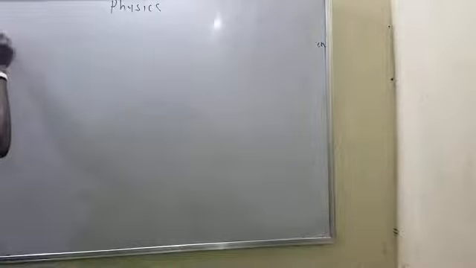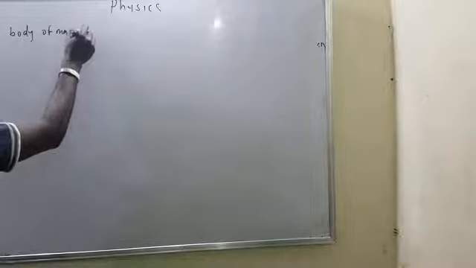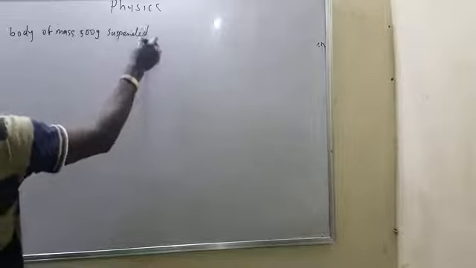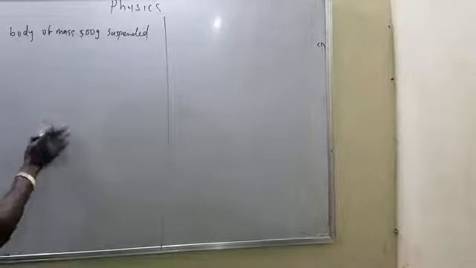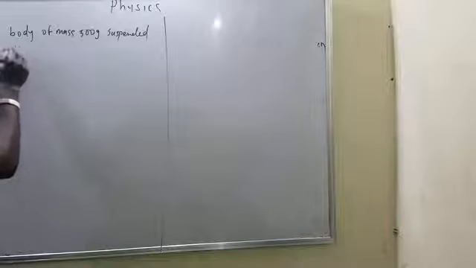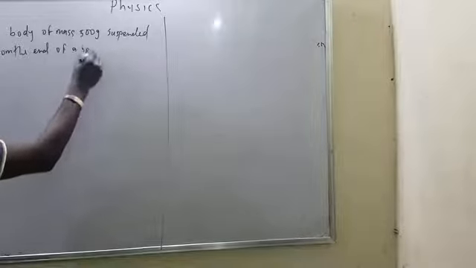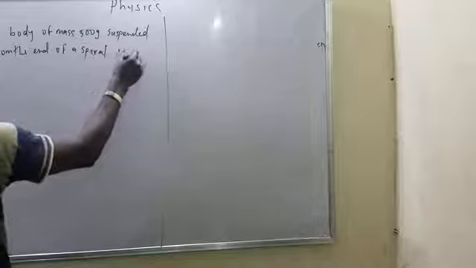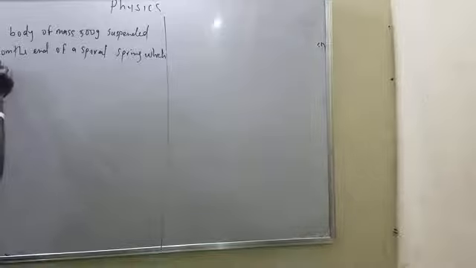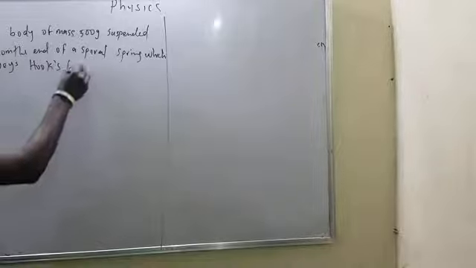Okay, a body of mass 500 grams suspended from the end of a spiral spring, which obeys Hooke's law. We have done Hooke's law.